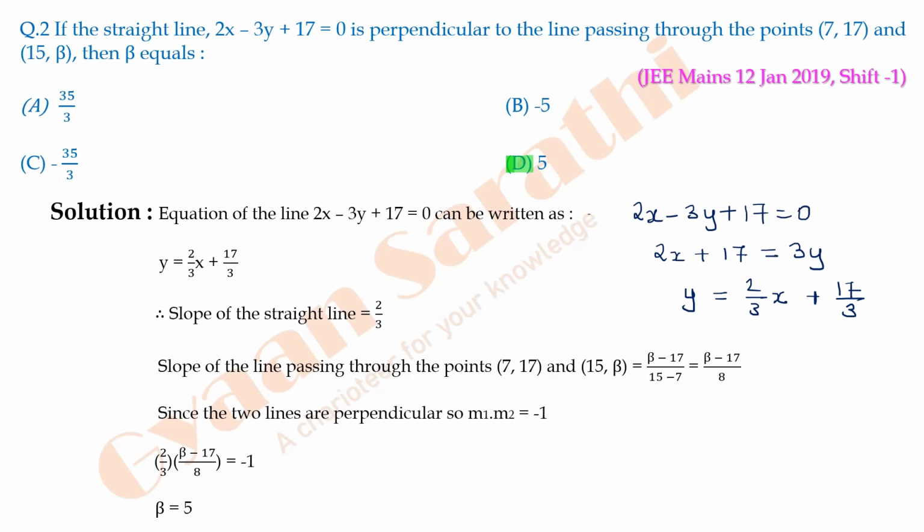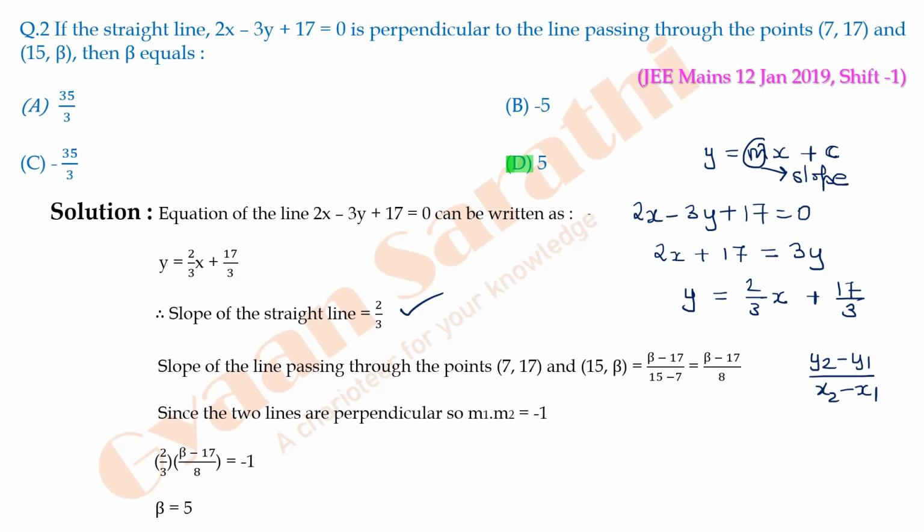Now this is of the form y is equal to mx plus c, the slope intercept form. So here m represents the slope of the line. From here I can find that the slope of the straight line is 2 by 3. Now for the slope of the line passing through the points (7, 17) and (15, beta), we are using the formula y2 minus y1 upon x2 minus x1. So that would be beta minus 17 by 15 minus 7, that is beta minus 17 by 8.